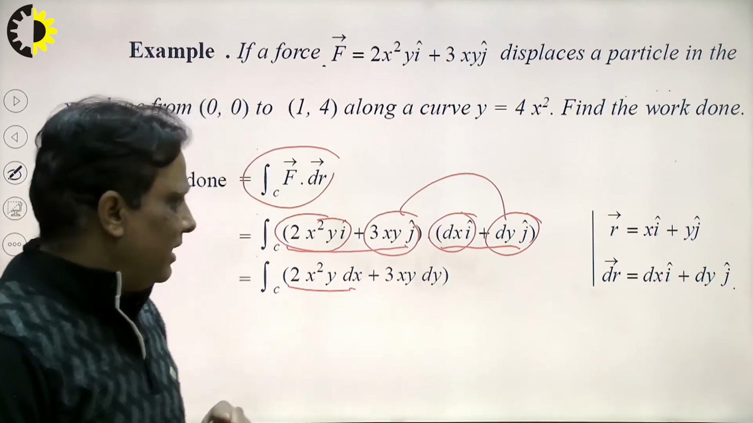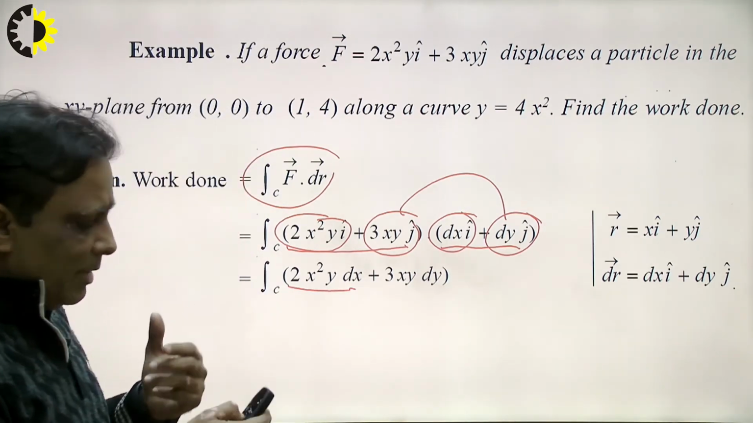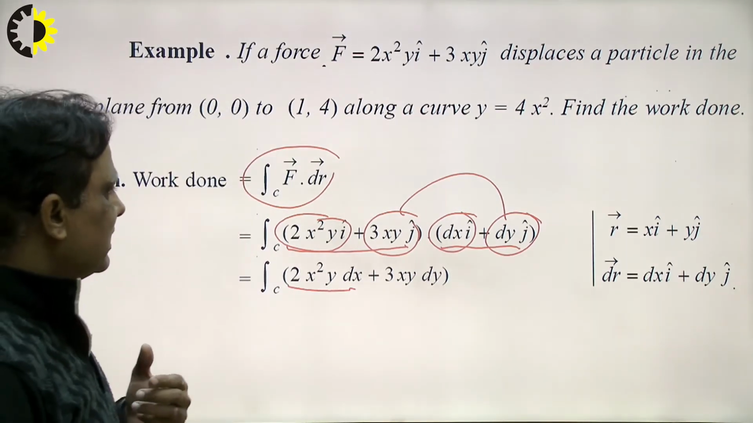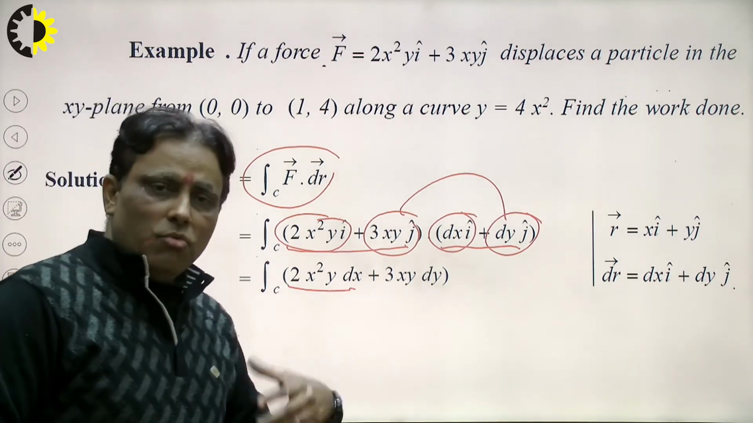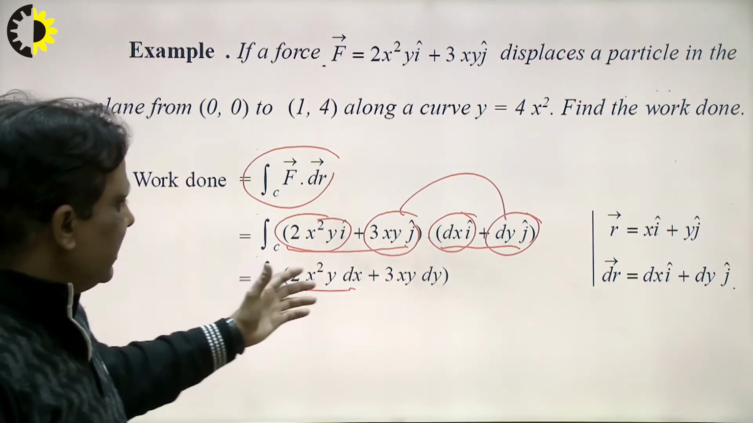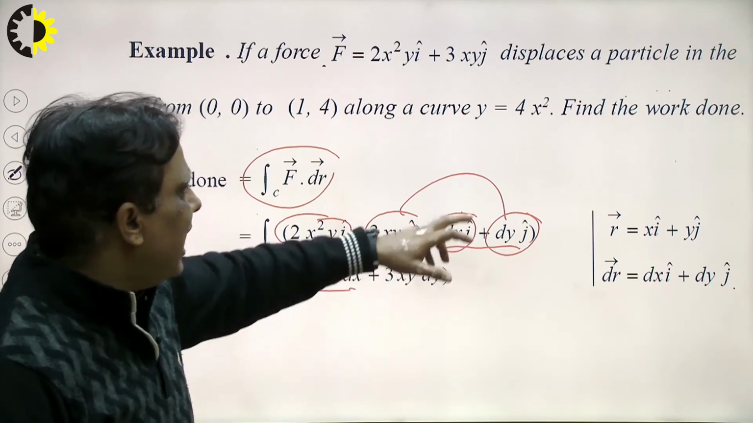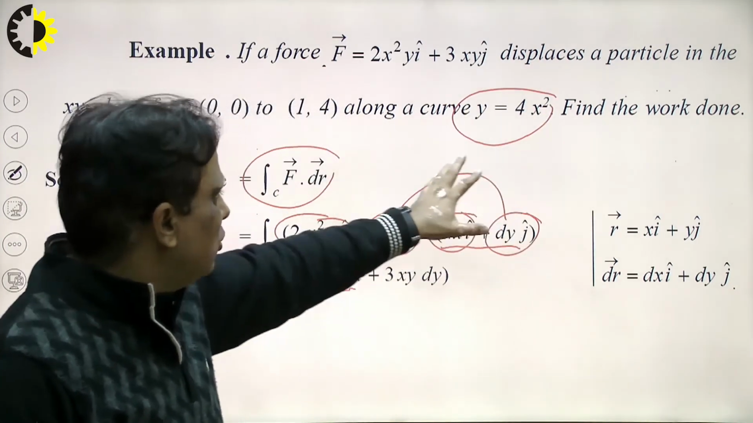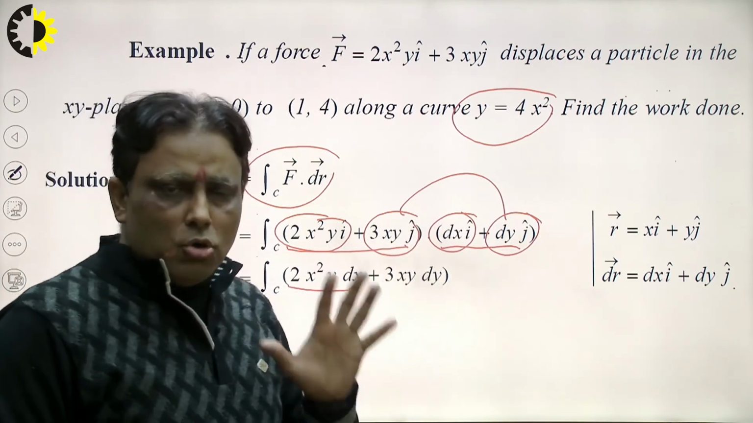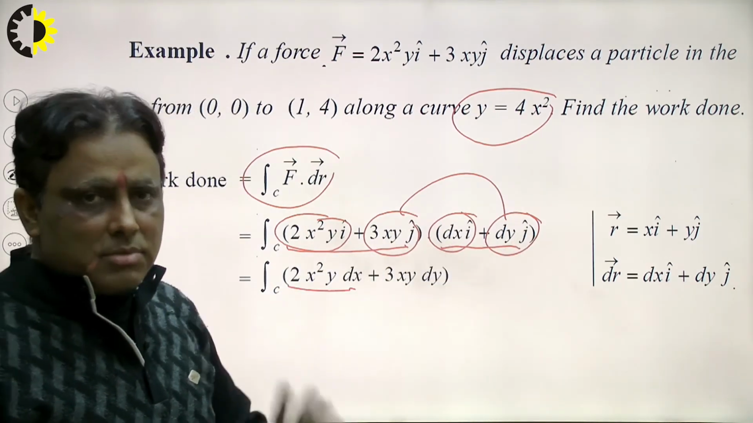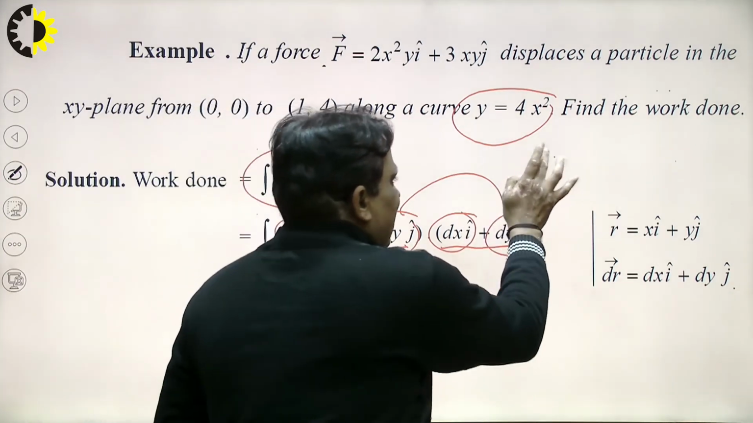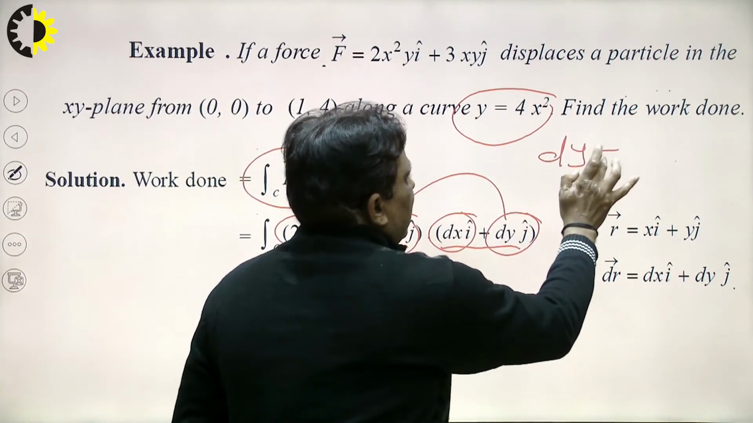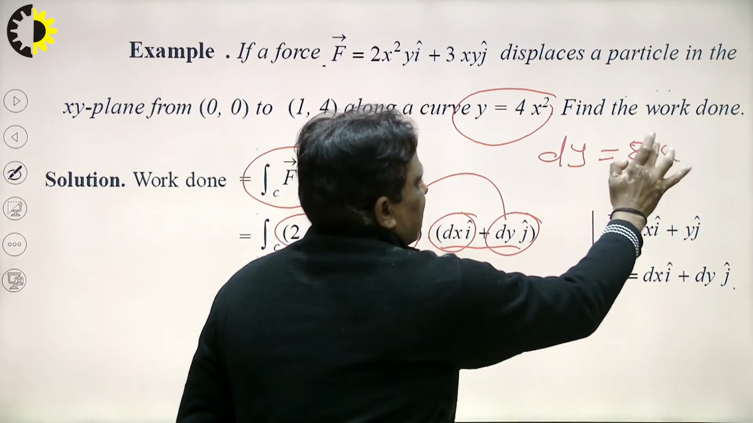Now the question is, what will be the limit in this case, right? So we consider all terms in y or all terms in x. How? With the help of this curve, right? Suppose we put y equal to 4x square in these terms. So all terms are converted into x terms, right? So what will be the value of dy here? The value of dy here is 8x dx, right?